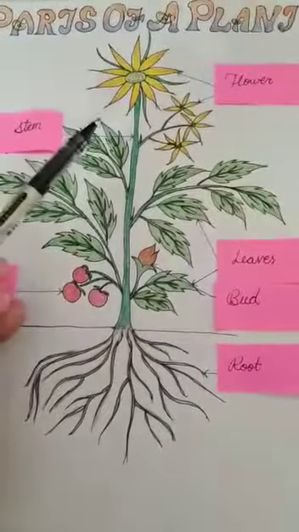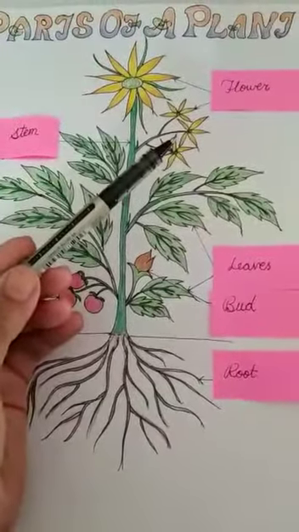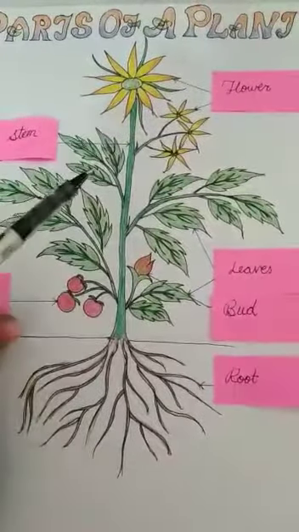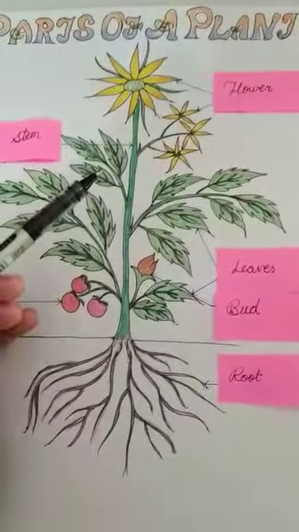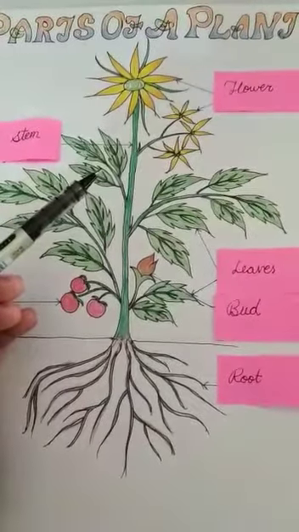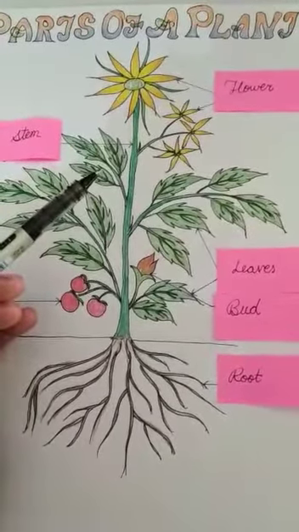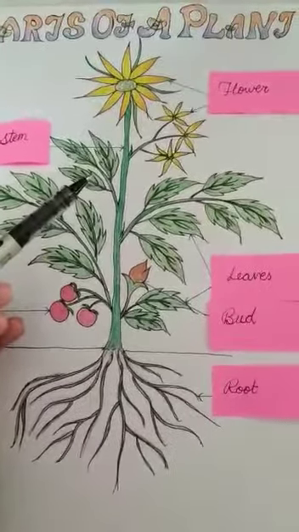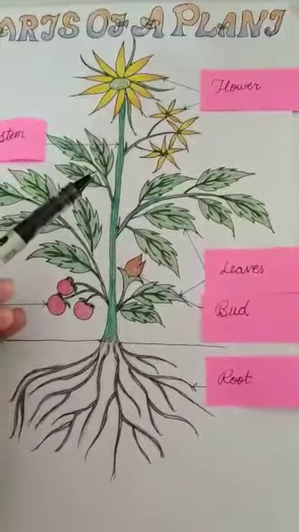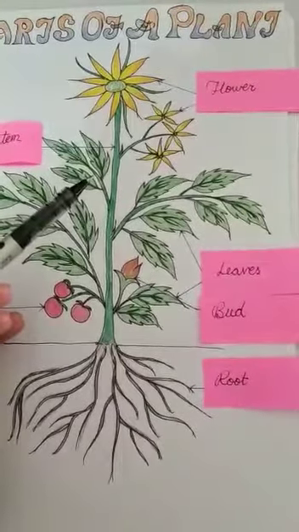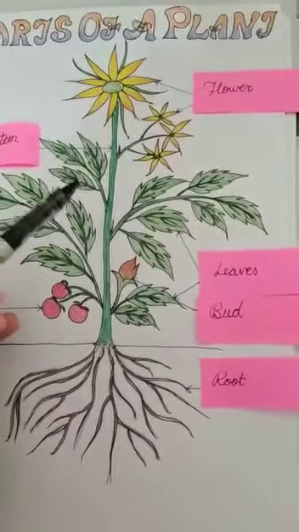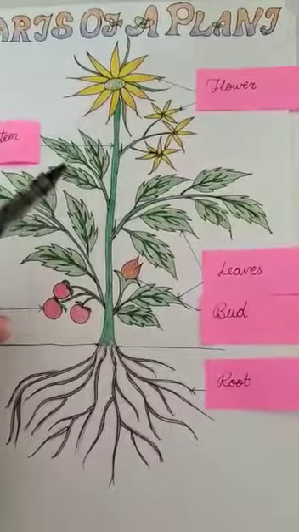After that, the next part is flower. It is the colorful part of the plant. It helps in the process of reproduction by producing the seeds. Generally, the seeds produced by the flowers are used to grow new plants. Some flowers are also edible in nature. These also perform the function of storage of food, like cauliflower and broccoli.